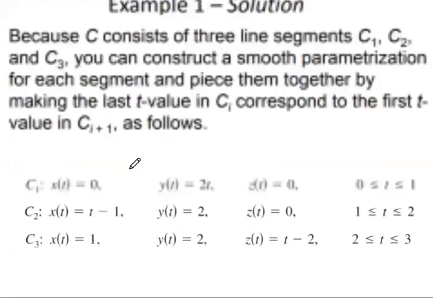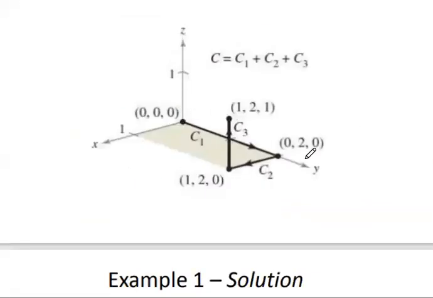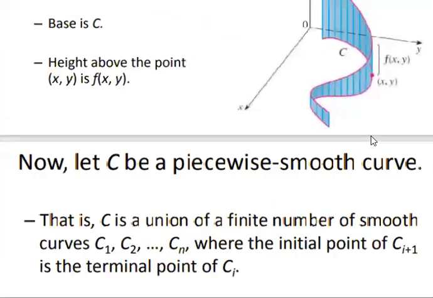Let's compute one. Here we go. So this is piecewise smooth, right? You could find the line integral over C1 first, then the line integral over C2, and C3, and then if you add them all together, you can compute the line integral over the entire C. C is this one, this one, this one. Okay, let's find that.